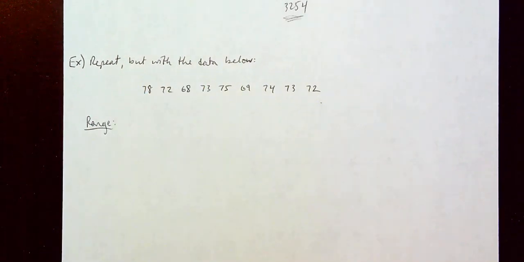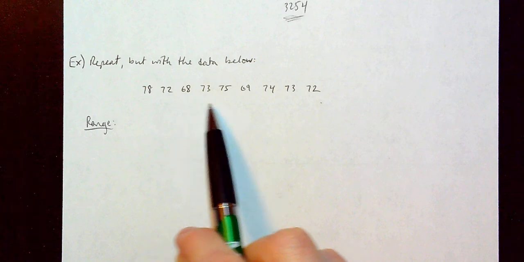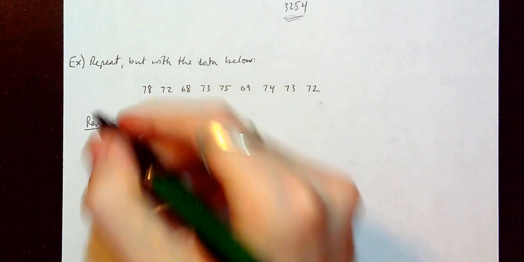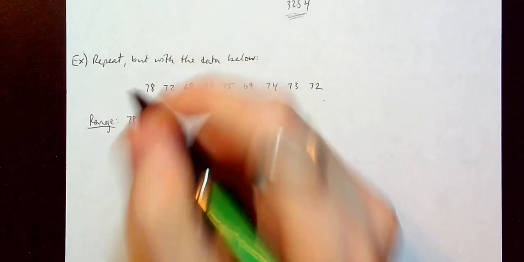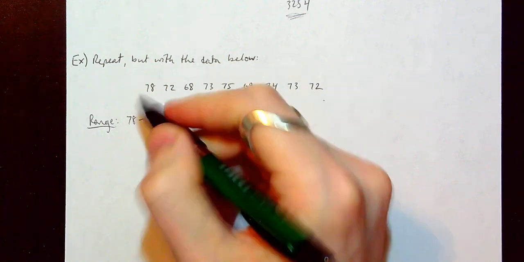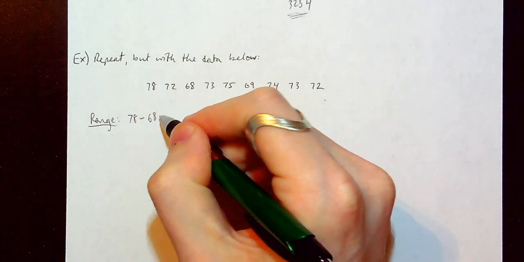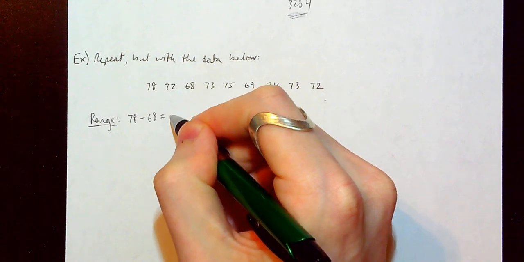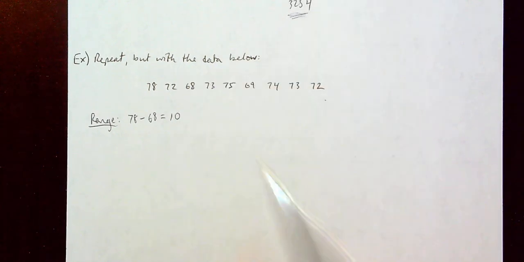So the range, again, is the largest value minus the smallest value. The largest value in this data set here is 78, minus the smallest value. I see a 68. 68 is the smallest value here. So 78 minus 68 is 10.